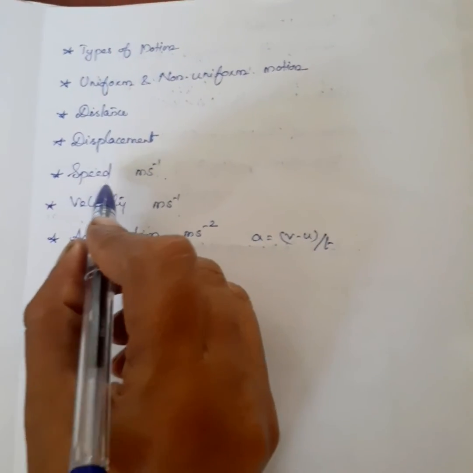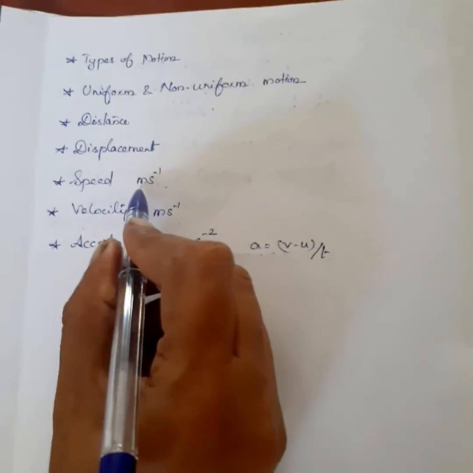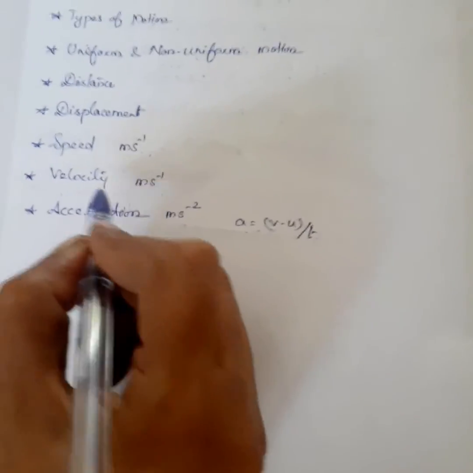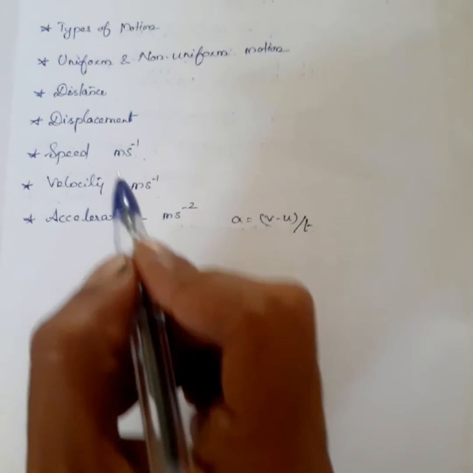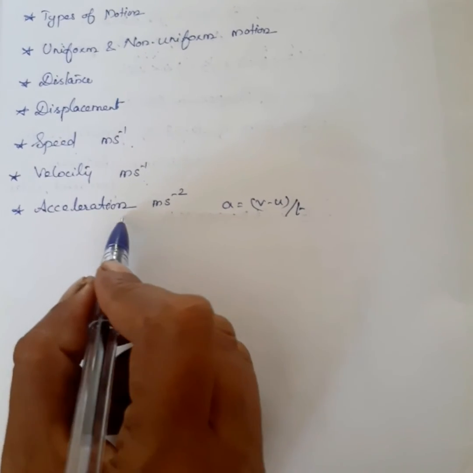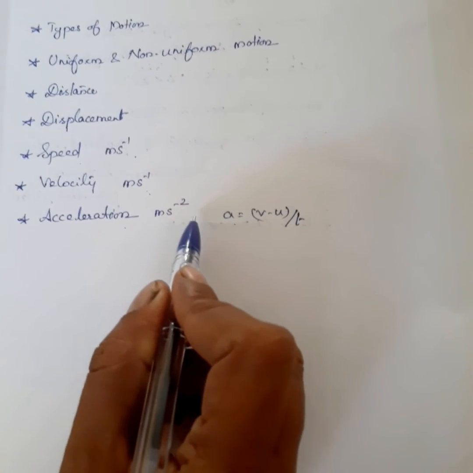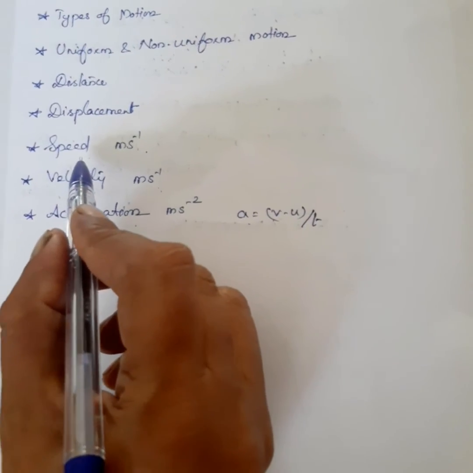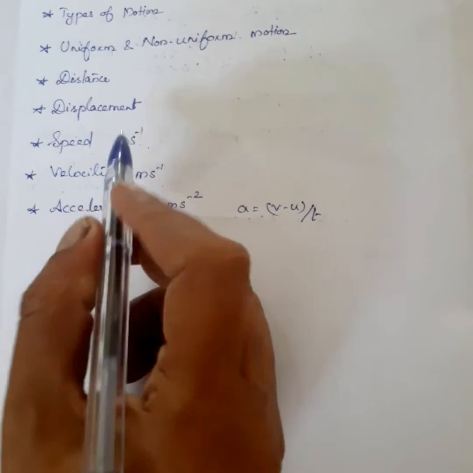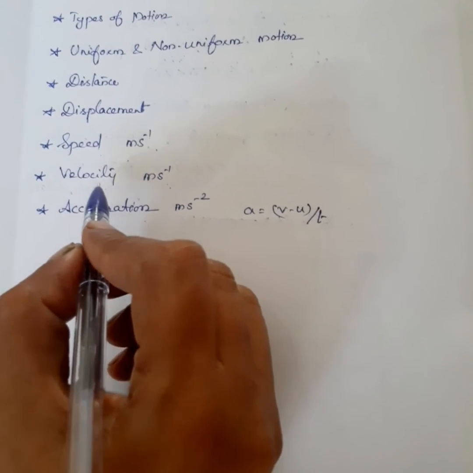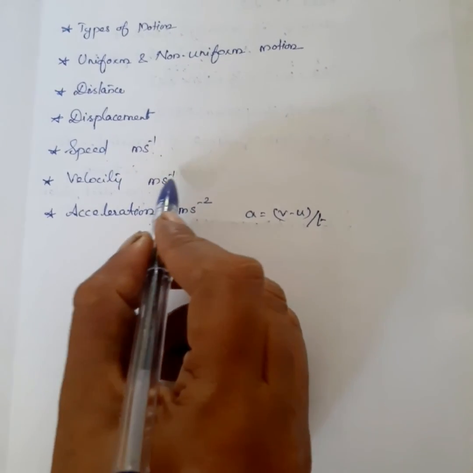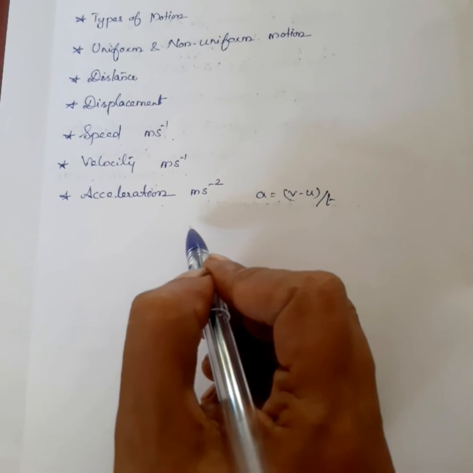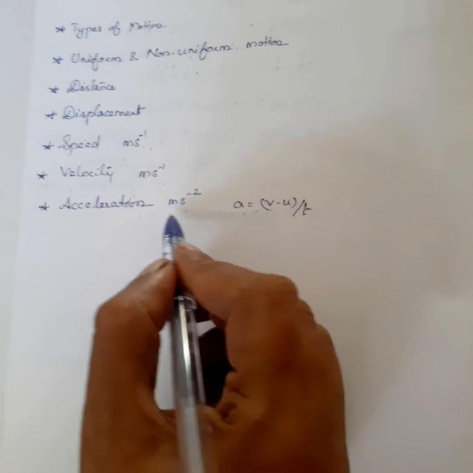Speed is equal to distance traveled by time taken, velocity is equal to displacement by time taken, and acceleration is equal to change in velocity by time taken. The SI unit of speed is meter second power minus 1, the SI unit of velocity is meter second power minus 1, and the SI unit of acceleration is meter second power minus 2.